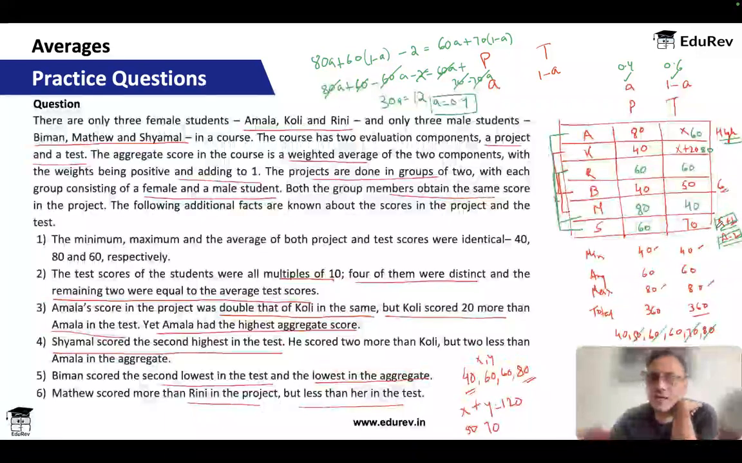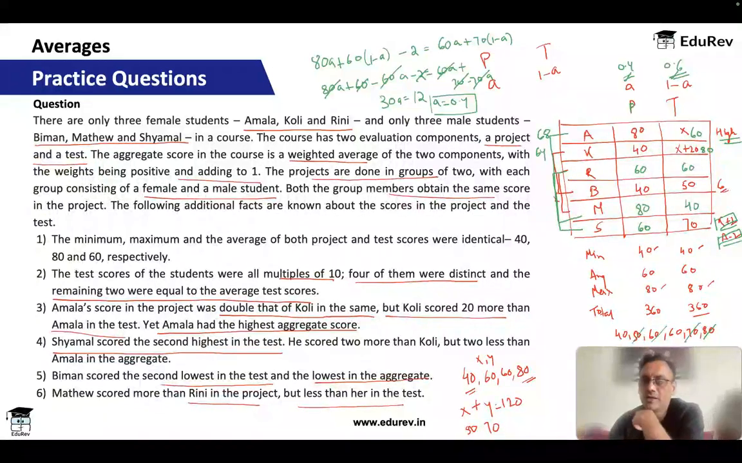So let's calculate now the weighted score for everyone. The project marks have to be multiplied with 0.4 and the test marks have to be multiplied with 0.6. So 80 into 0.4 is 32, 60 into 0.6 is 36, 32 plus 36 gives 68. So her score is 68. For K, 40 into 0.4 is 16, 80 into 0.6 is 48, 16 plus 48 is 64, which is fine because Amla has to have the highest. 60 into 0.4 is 24 plus 36 is 60. Then 40 into 0.4 is 16, 16 plus 30 is 46.